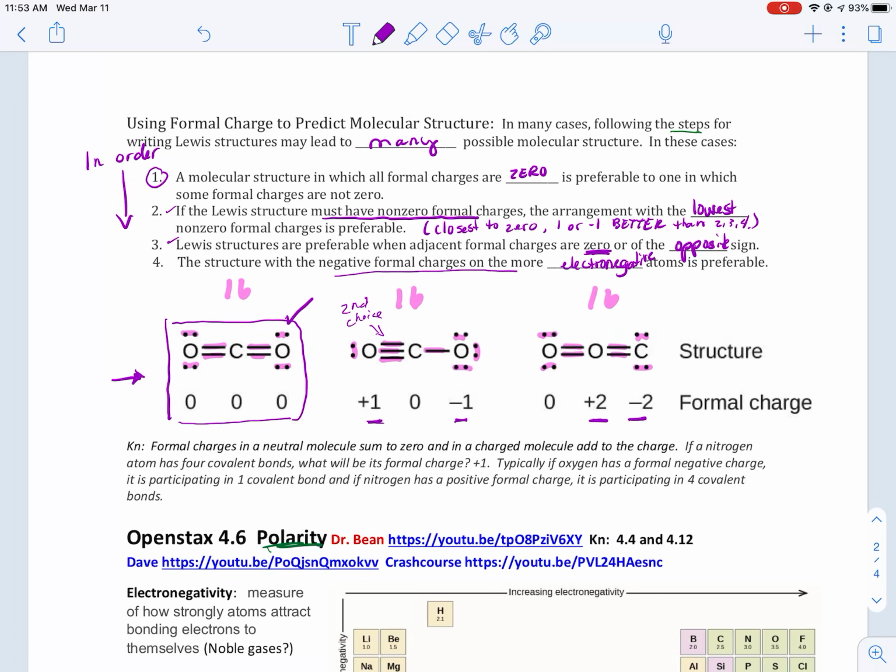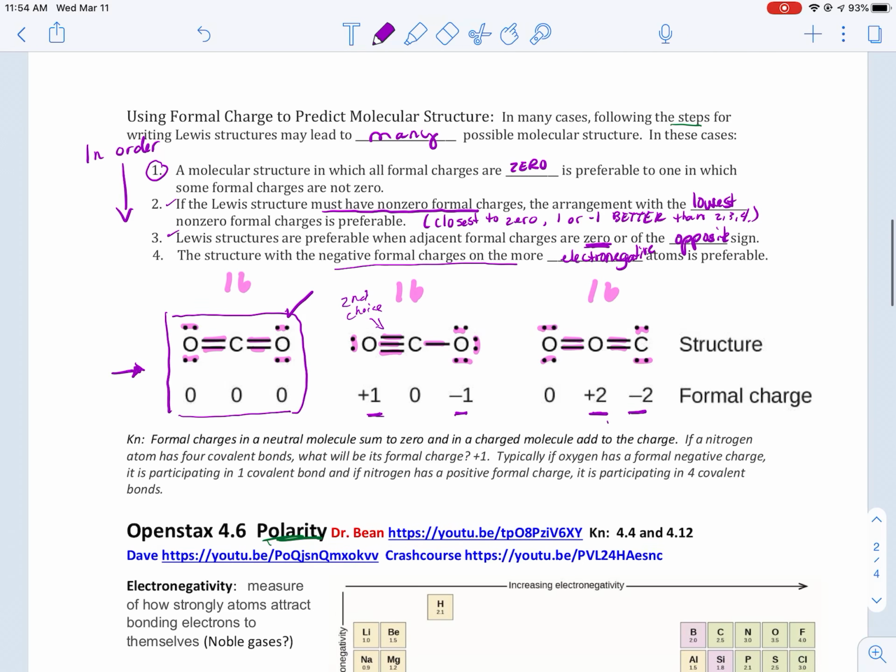And then you've got your third choice, the Lewis structure preferable when adjacent formal charges are 0 or the opposite sign. So you'll notice that these are 0 and they're the opposite sign. But again, that would be your third choice because the first rule applied to the first one. Hoping that all makes sense.